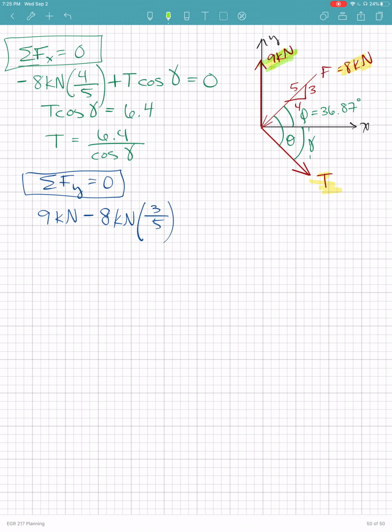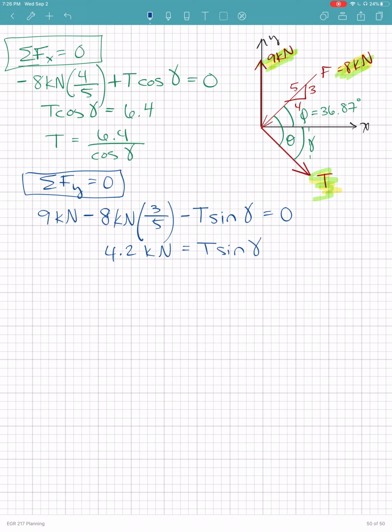And that's the second one, and then we need to also get the T, right? This one's also pointed down, so it's going to be negative T, and then this will be sine of that gamma. So the sine of gamma will give us that Y component of that T, and we know that equals 0. So let's just reduce this down some. So we have 9 minus 8 times 3 over 5. Just entering that into the calculator, that gives us 4.2 equals T sine of gamma.